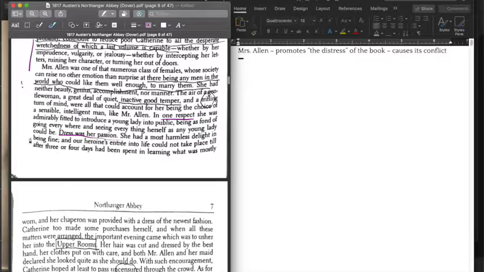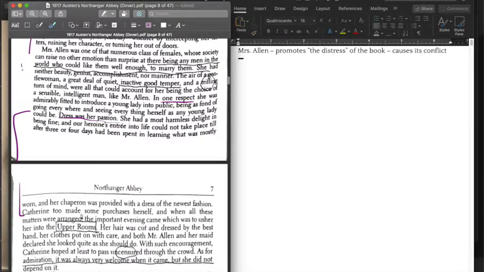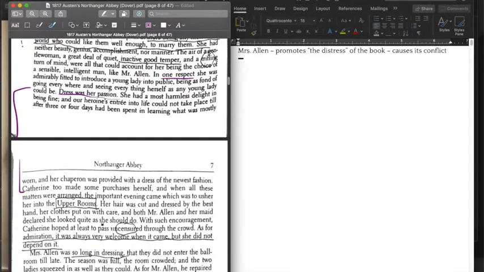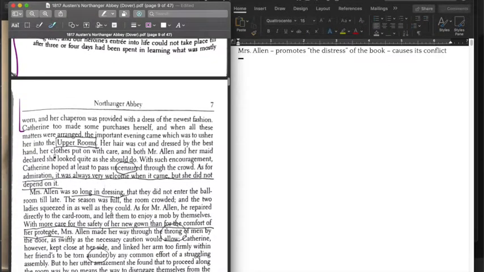Okay, so like they can't go out once they get to Bath. They can't go out until they spend 3 or 4 days shopping. That's what's going on. They're shopping for a few days. Catherine, too, made some purchases herself, and when all these matters were arranged, the most important evening came, which was to usher her to the upper rooms. The upper rooms, and there's the lower rooms also. These are the clubs, right? This is where you go pump your water, your nasty water, and dance.